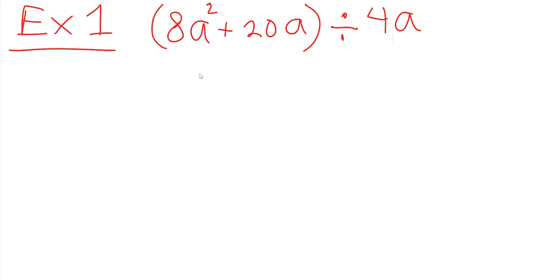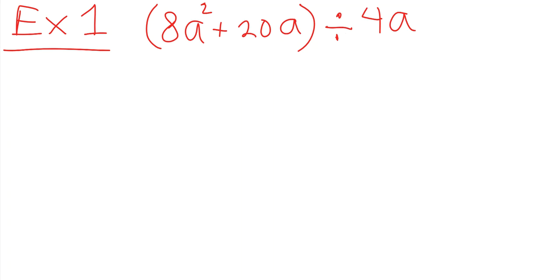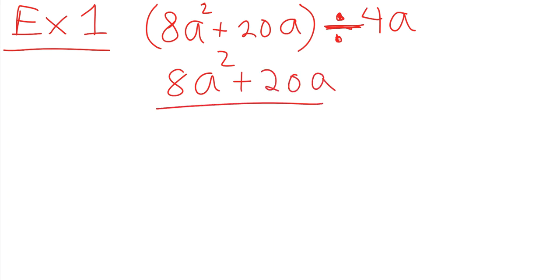Now the first thing I would do to solve this is get rid of this divide symbol. It's very seldom in math that we actually use this division symbol. I mean, we do in assignments, right? But in actual life, we would seldom write it this way. Instead, we would write 8a squared plus 20a all over 4a. This is the way we would write it. In almost all cases, it'll be a fraction like this.